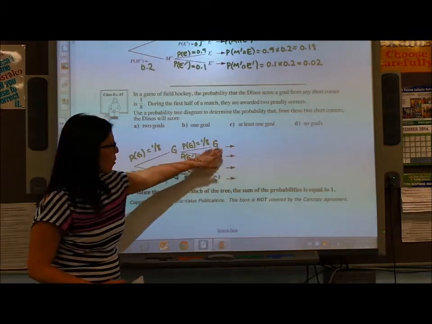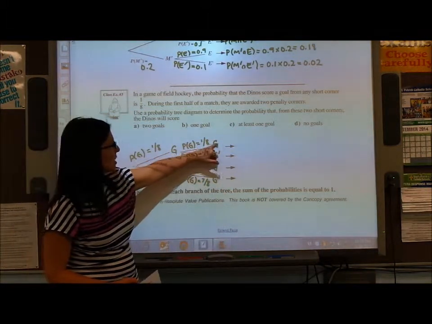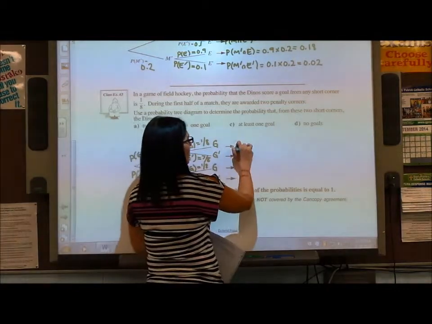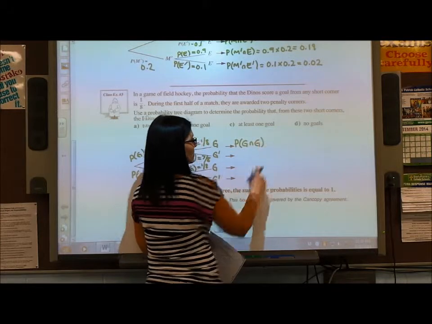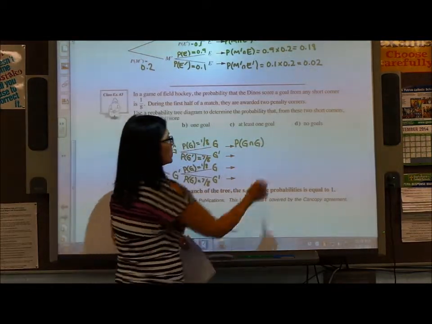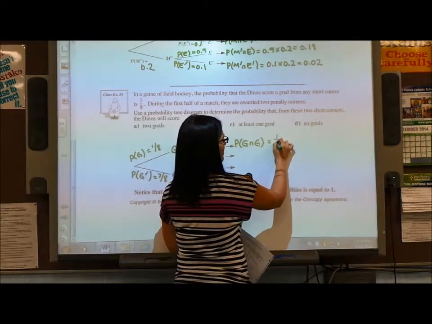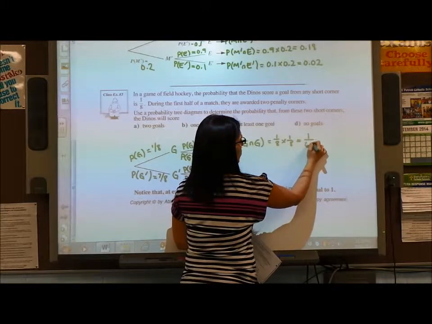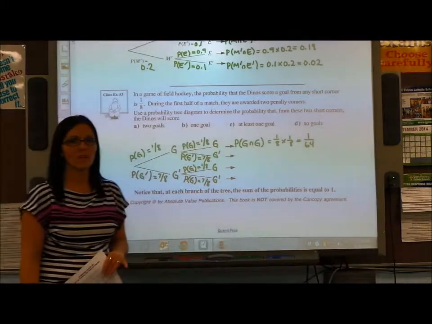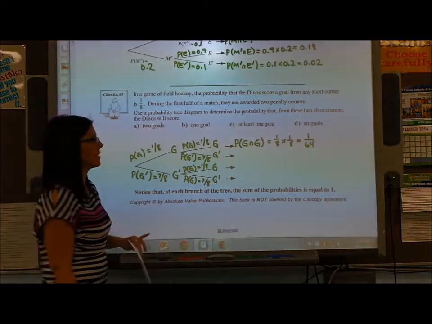The arrows here point to my outcomes. So if I follow the tree diagram, I have a goal and a goal. So the probability of scoring one goal and another goal, so it's the probability of scoring my two goals, is 1/8 times 1/8, which is 1/64. So they have a 1 out of 64 chance of scoring two goals on these penalty shots.